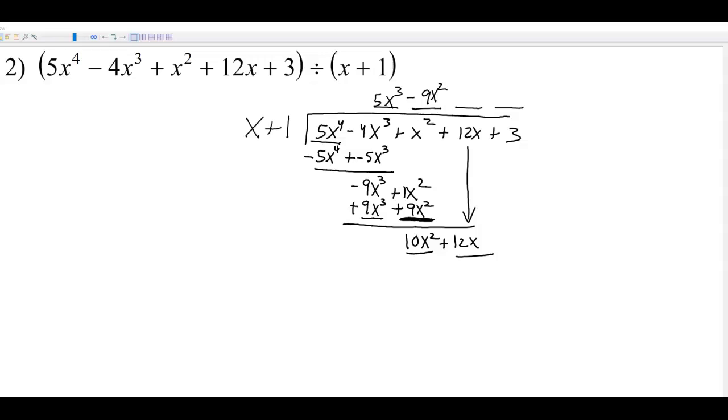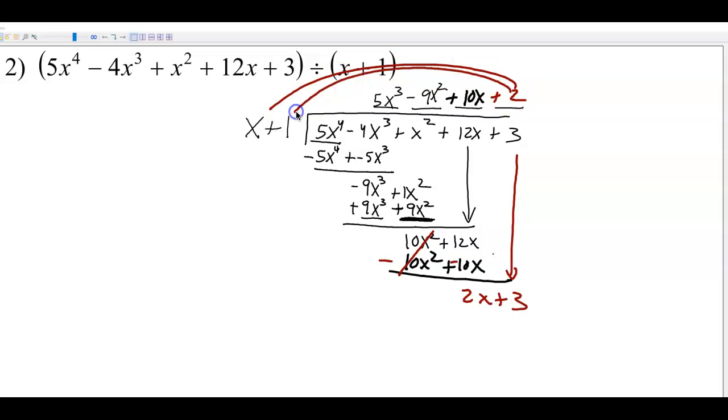All right, guys, I'm going to go ahead and bring this home a little bit here. So x goes into 10x squared 10x times. I'll put a plus there. That gives me 10x squared plus 10x. And then we're going to go ahead and subtract. These go away. 12 take away 10 is 2x. Bring down the 3. Next, we're going to say how many times does x go into 2x? Or in other words, what would you have to multiply x by to get 2x? It would be 2. You multiply that times both of these, and you get 2x plus 1.